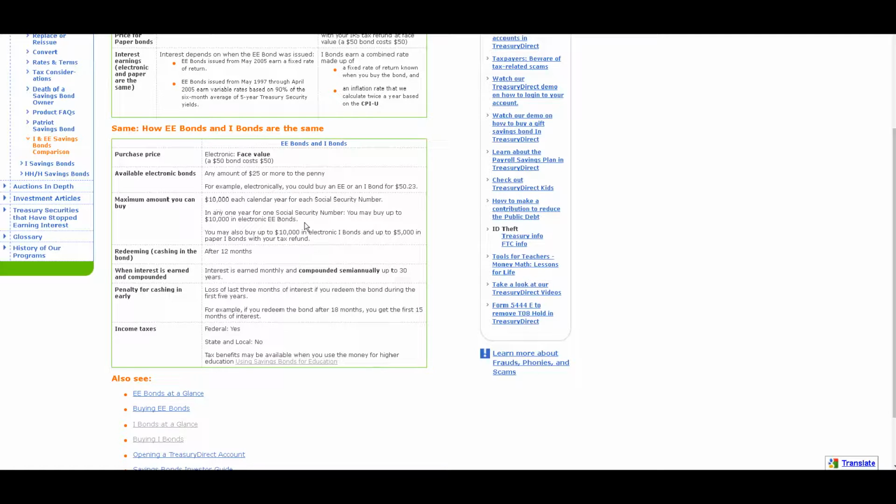I bonds, on the other hand, don't double after 20 years, and we're going to showcase that in the graph coming up. Both of them can be redeemed after 12 months and no less than that. Both of them have interest that is earned monthly and compounds semi-annually. So the interest is earned monthly, but it doesn't compound until semi-annually. And it does earn interest up to 30 years.